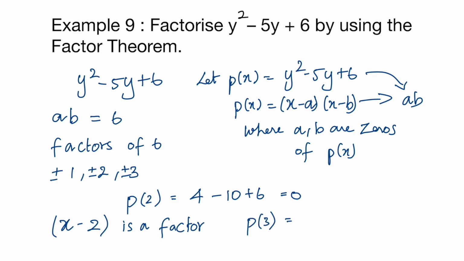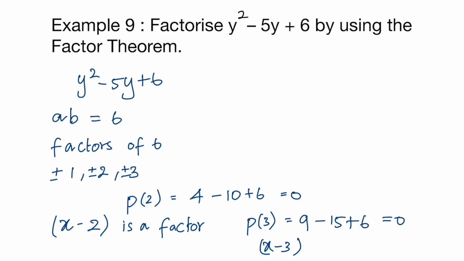P of 3 is equal to 3 squared is 9 minus 5 times 3 is 15 plus 6, and that also adds up to 0. So x minus 3 is also a factor of this polynomial. Both x minus 2 and x minus 3 are factors of this polynomial. So the factorized answer for this polynomial is x minus 2 into x minus 3.